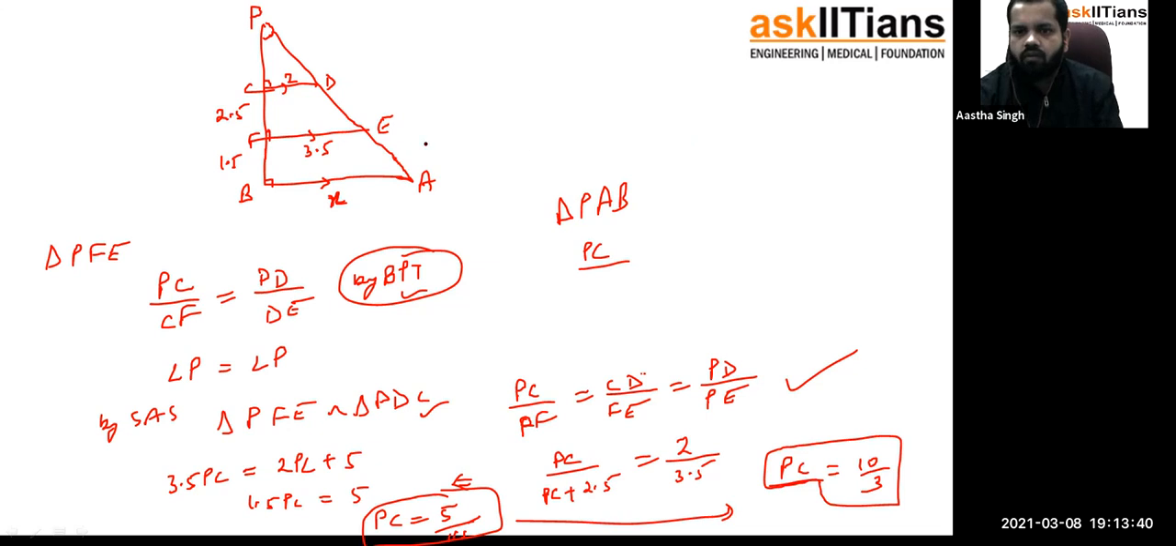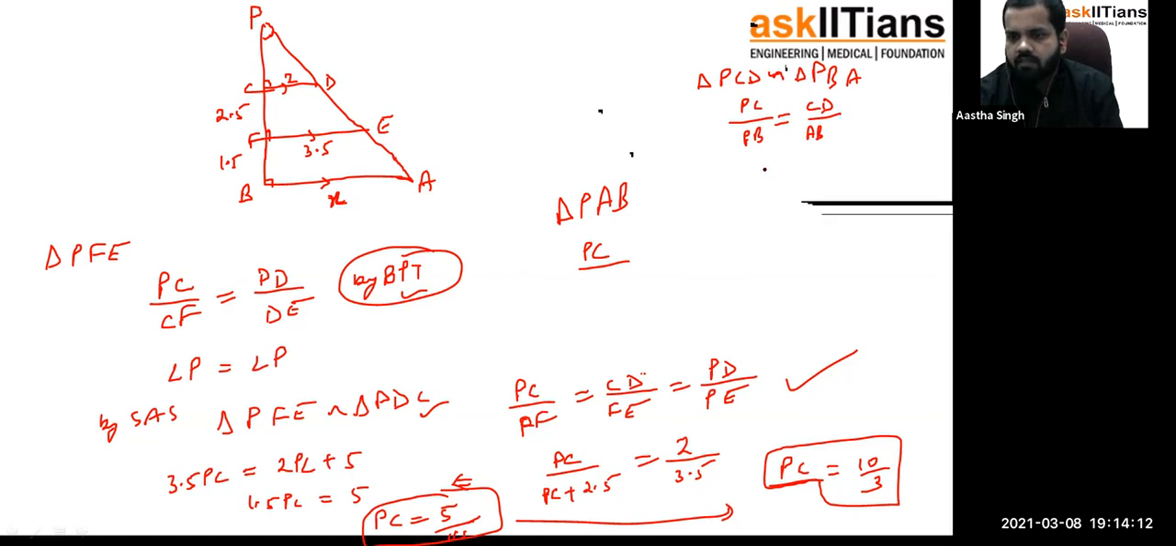You have got the value of PC. Okay. Just do the same thing. Make triangle PCD similar to triangle PBA. Here you can write that PC divided by PB is equal to CD upon AB. You have to find the value of AB. AB is your x.